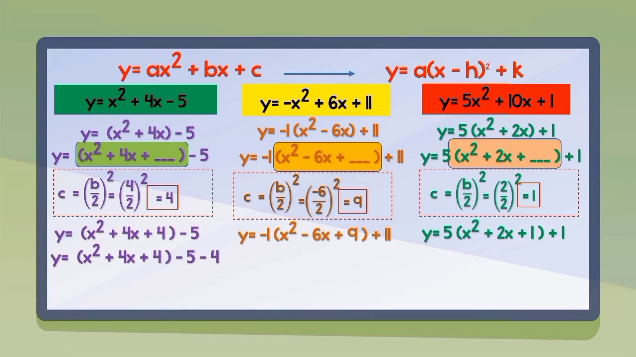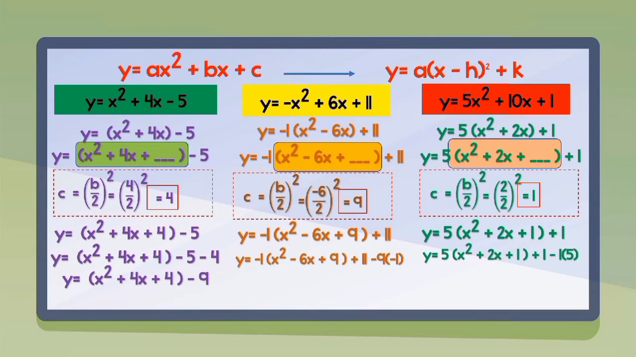Now in our second function, we added 9 inside the parentheses, but notice that 9 is being multiplied to -1. So we have to subtract 9 times -1 outside the parentheses. On our third and last function, we added 1. So we need to subtract 1 times 5. Now, let us simplify first the terms outside the parentheses.